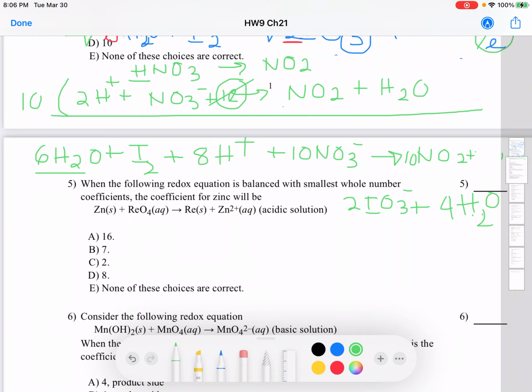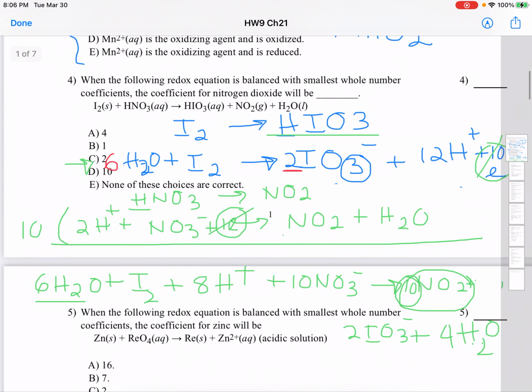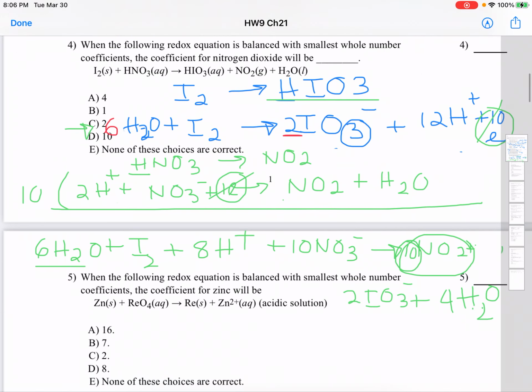It's asking what is the coefficient for nitrogen dioxide. So this is nitrogen dioxide and we came up with the number 10 at the front after we balance it. So your answer is going to be 10, the coefficient for nitrogen dioxide. So do this balancing yourself also and see if you also can get 10. Okay.